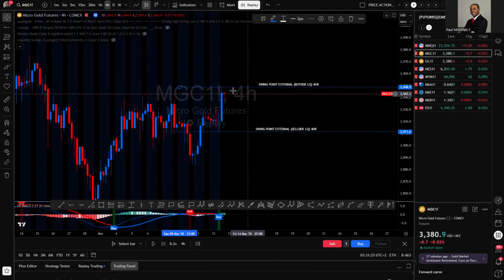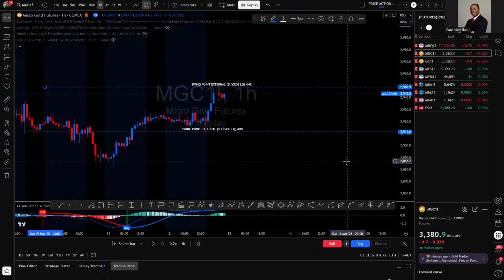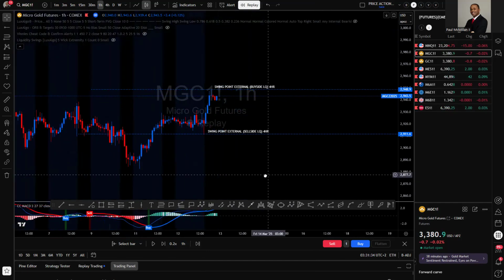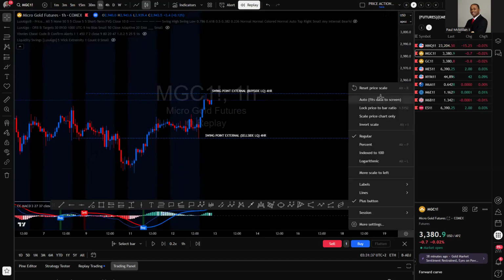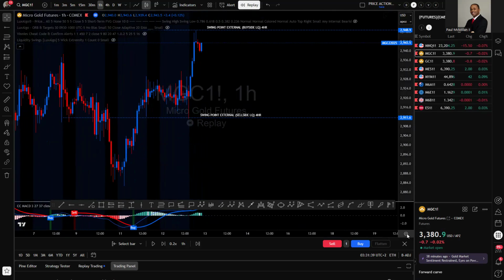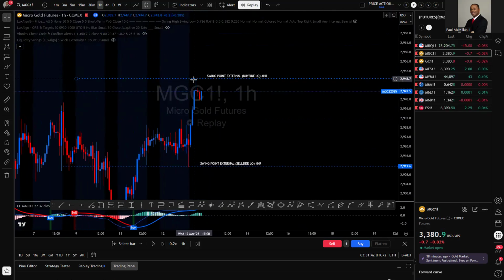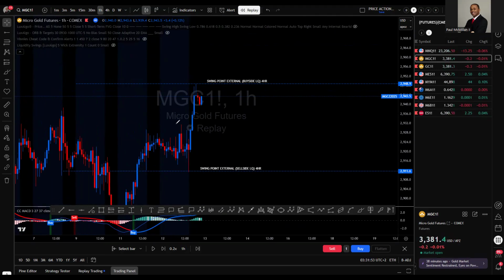Okay. Now, when we switch over to the 1 hour, we're going to be marking internal liquidity. So let's switch over. Now we see we have our external liquidity here and here at the bottom, and how price has interacted with that. We also see some external liquidity here, the previous high, and then we have some deeper lows here as well. So there's definitely liquidity on the sell side.